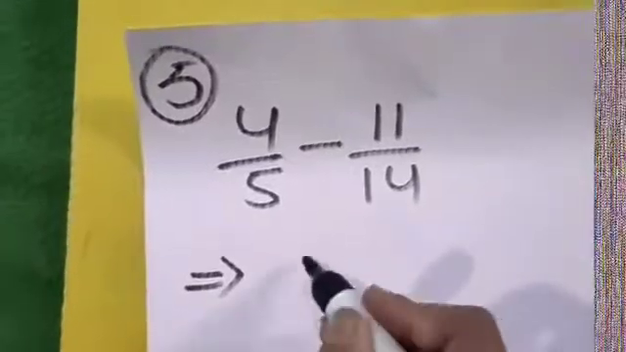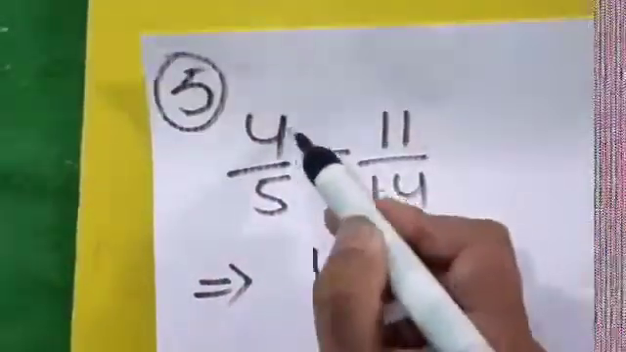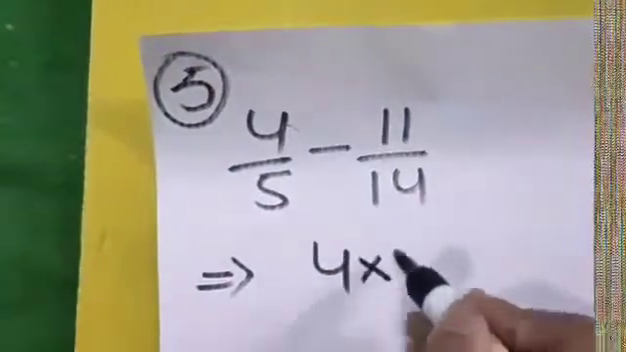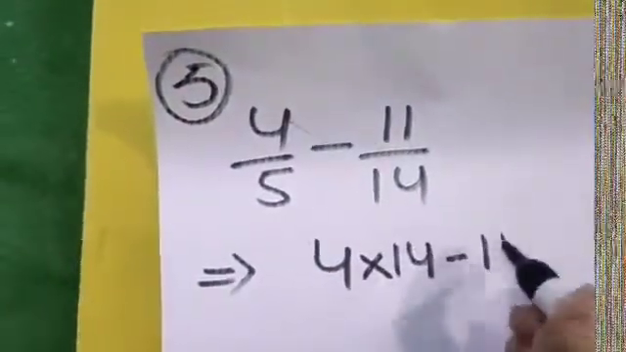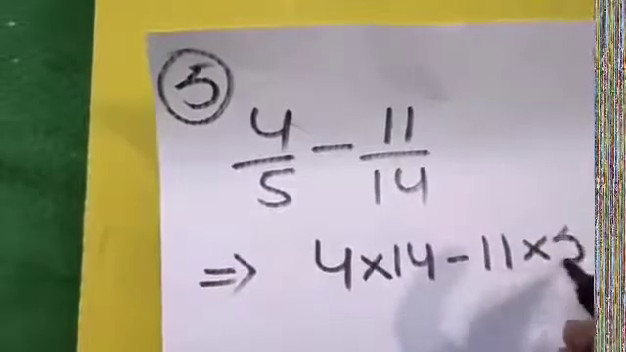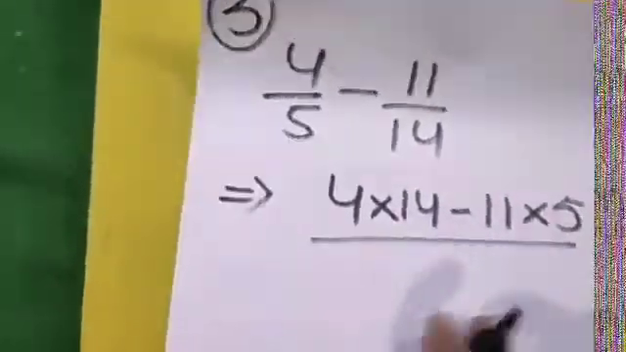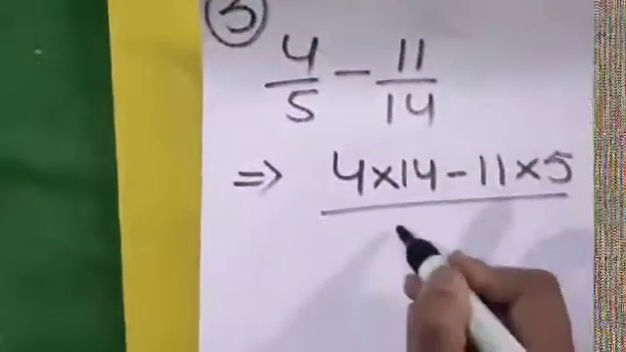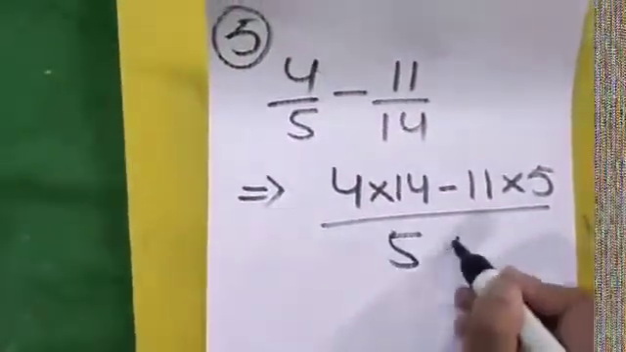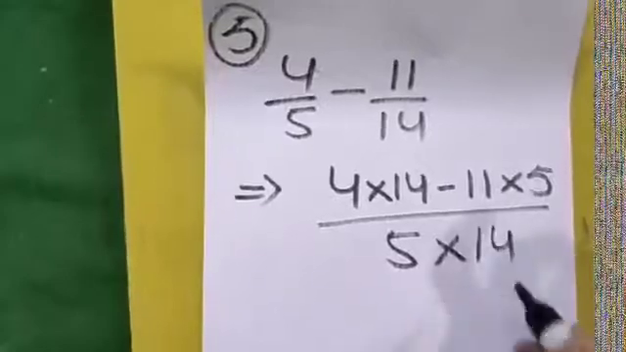Our next part is 4 upon 5 subtract 11 upon 14. In this case, the denominators are also different, so we will cross multiply in this question also. So first of all, we will multiply 4 and 14, subtract 11 into 5, and in the denominator we will multiply both these denominators, 5 into 14.